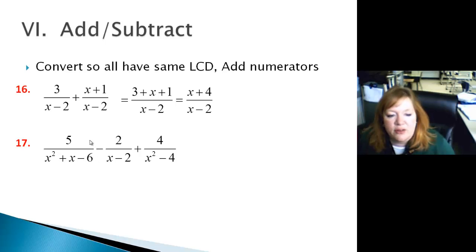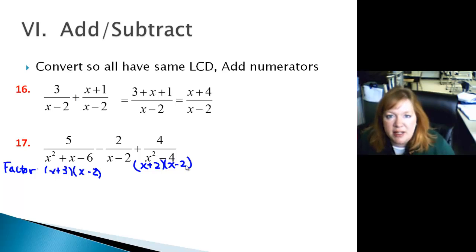Here we go. The fun begins. We've got 5 over x squared plus x minus 6 minus 2 over x minus 2 plus 4 over x squared minus 4. Now, you can take it the long, long way and multiply all these to get your least common denominators, but I would factor first and then see what we need. So I'm going to factor that x squared plus x minus 6. That's x plus 3, x minus 2. And then x squared minus 4 is x plus 2, x minus 2.